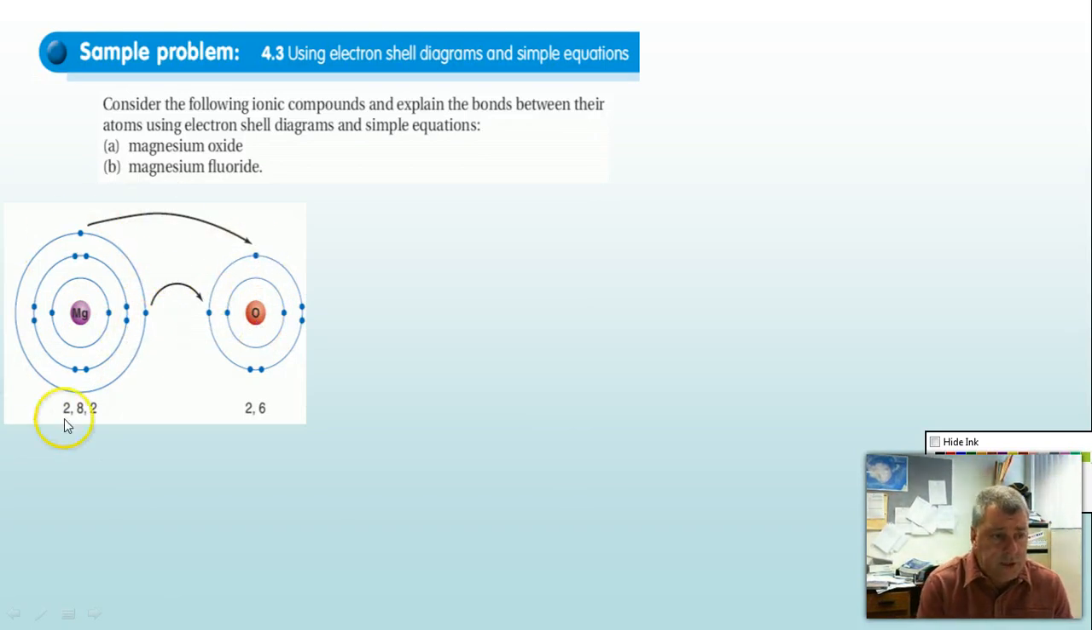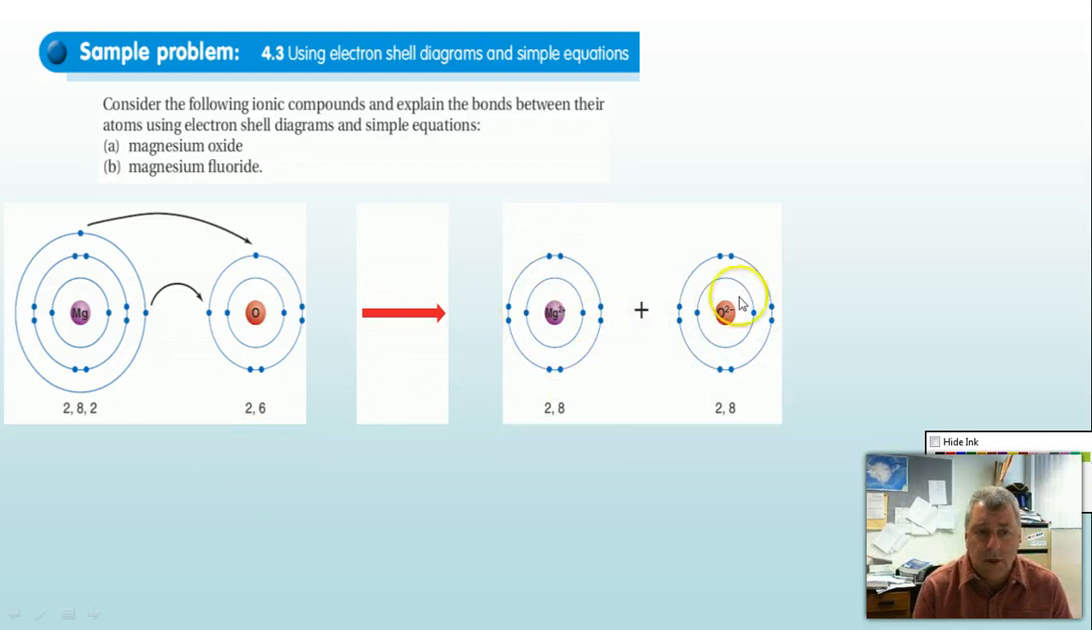So when you draw this, you need to show the electron transfer occurring. You also need to show the resultant ions with their full outer shell and their electron configuration. The simple equation in this case is Mg2+ and O2- goes to magnesium oxide, that plus that.